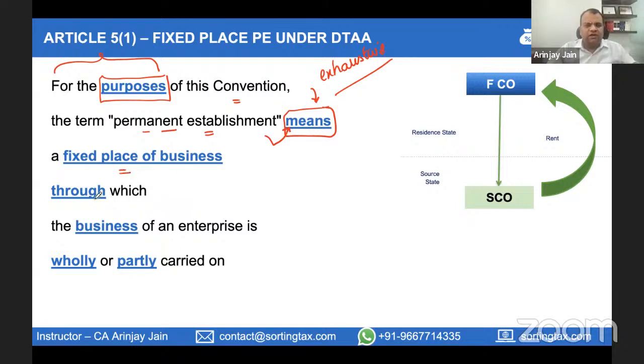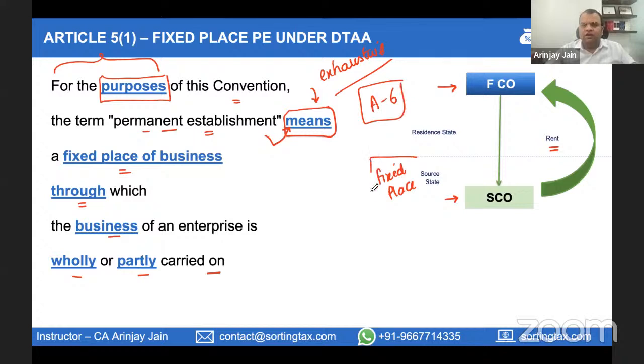A fixed place of business through which the business of an enterprise is wholly or partly carried on. So what this implies here is that suppose there is a foreign company which has a subsidiary here. The subsidiary is using, let's say, the fixed place which this PE has in the source state, and it is paying rent for that particular activity. Would that become a PE of the foreign company? The answer is no, because that fixed place is being let out for earning rental income. Rental income is actually taxable under Article 6.